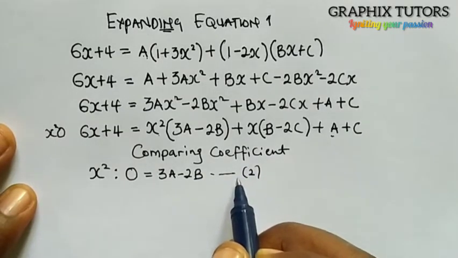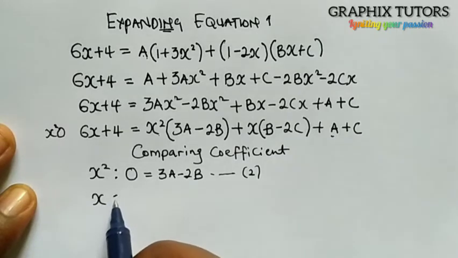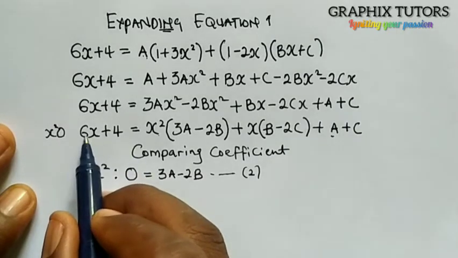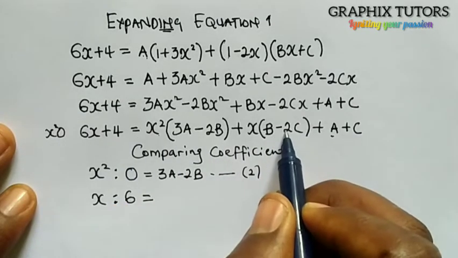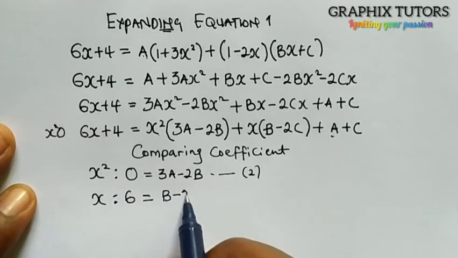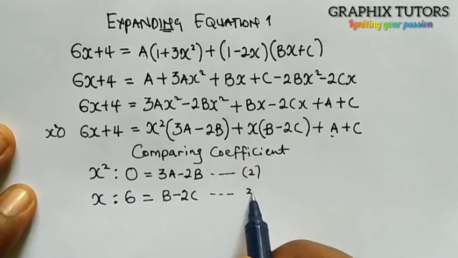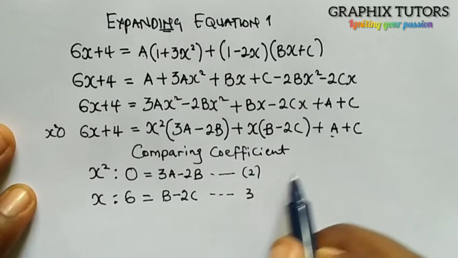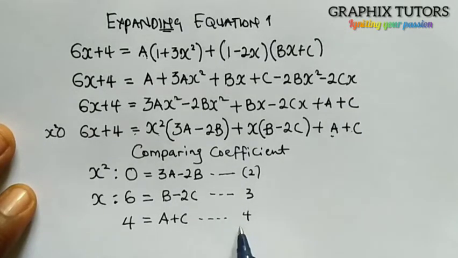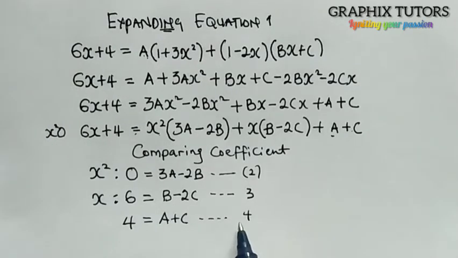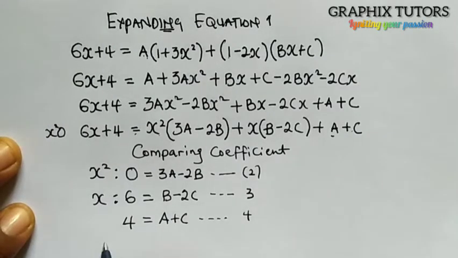I'll call it equation 2. Then for x, if you look at the x at the left hand side, it has 6. Equals to the x at the right hand side, which has b minus 2c. Equation 3. Now if you look at the constants here, we have 4 equals to a plus c. So I'll call it my equation 4.